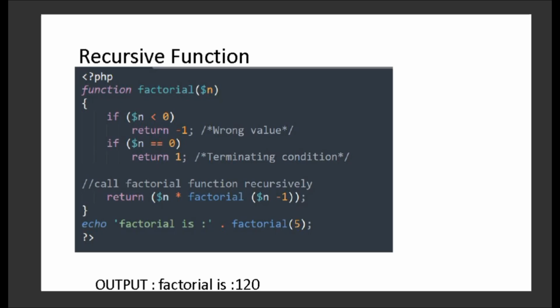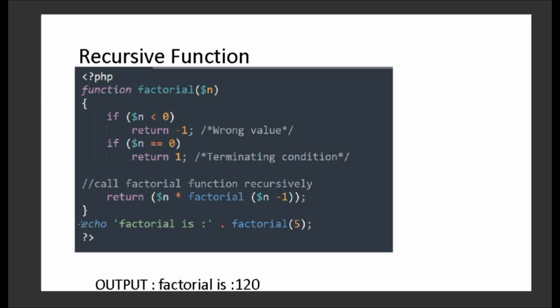So the first one is the recursive function. Recursive functions are functions that call themselves in order to solve a problem. They break down a big problem into smaller sub-problems, solving each one step by step until the base condition is met. Here you can see a small example of a recursive function for factorials.